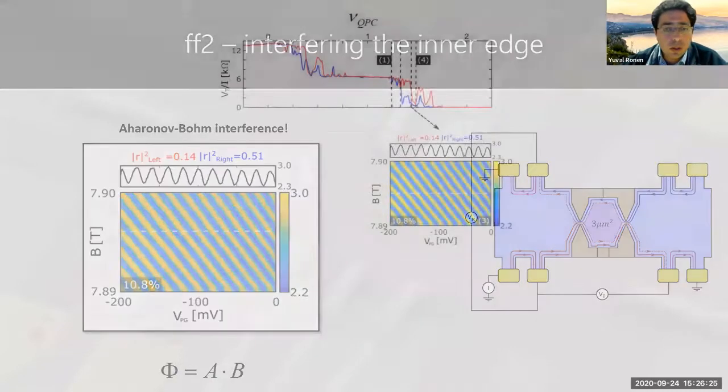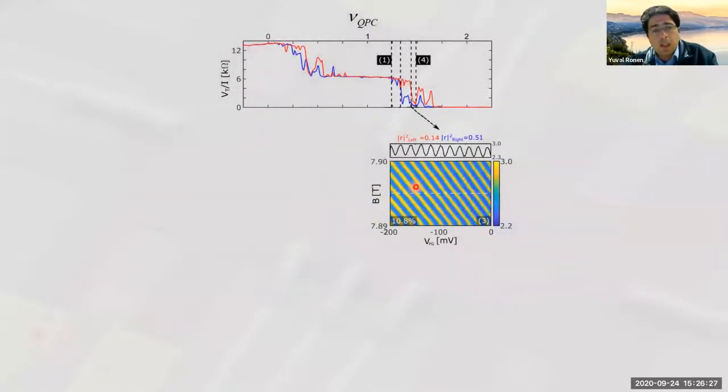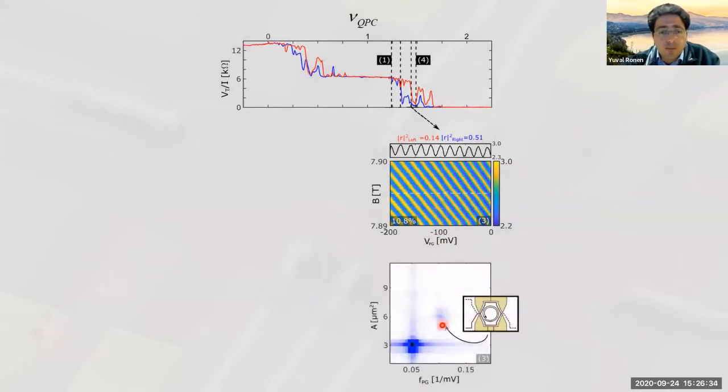Okay. So now, this is the Aharonov-Bohm oscillation that I showed you before. You can make an FFT of it, and then you see that the main peak is exactly at 3 micrometers square, which is the area of the Fabry-Perot. You can also see a second peak, which basically means that the coherence length is larger than twice the length of the perimeter of this Fabry-Perot.